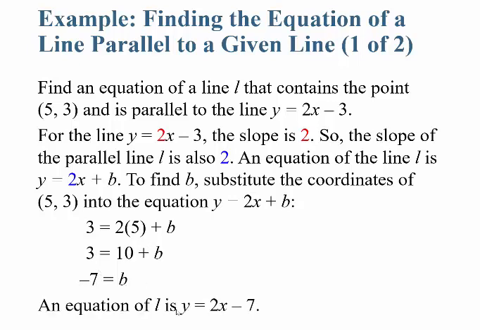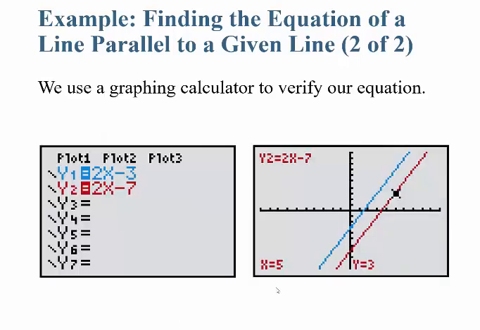So my equation here is y is equal to, well, remember the slope was the same, so it's 2x minus the y-intercept you just found, so minus 7. So y is equal to 2x minus 7. So we can graph this to verify, and I have the graphs displayed here, but I'll show you.